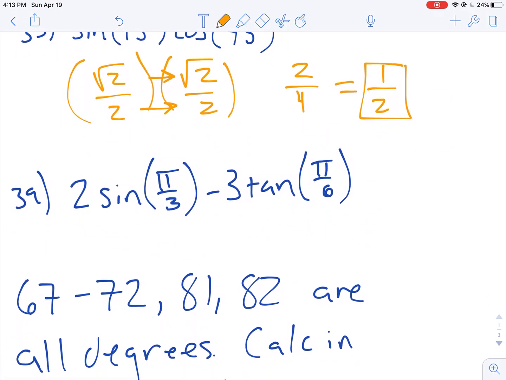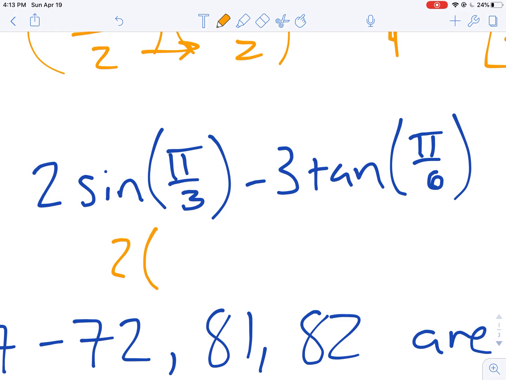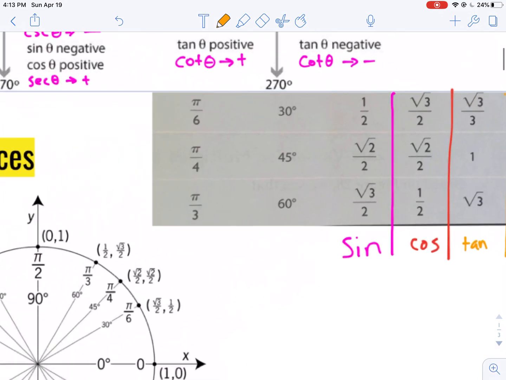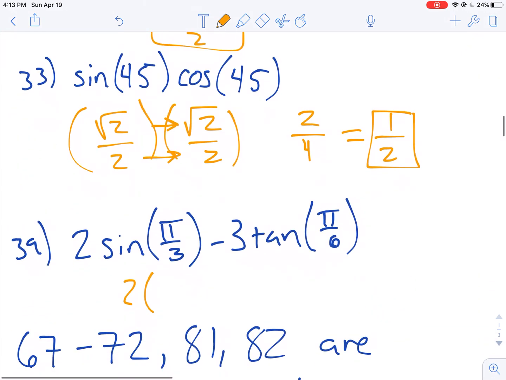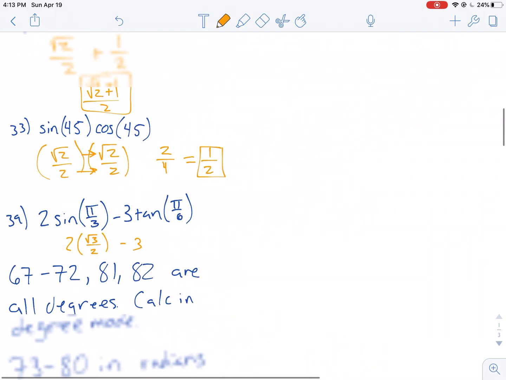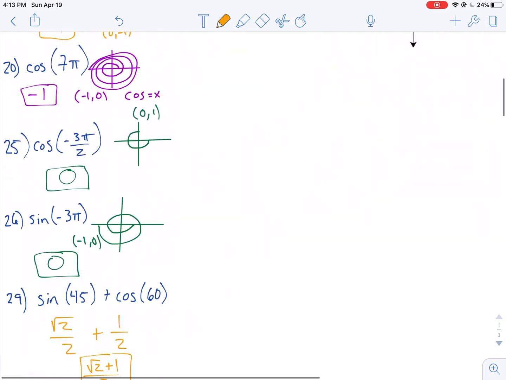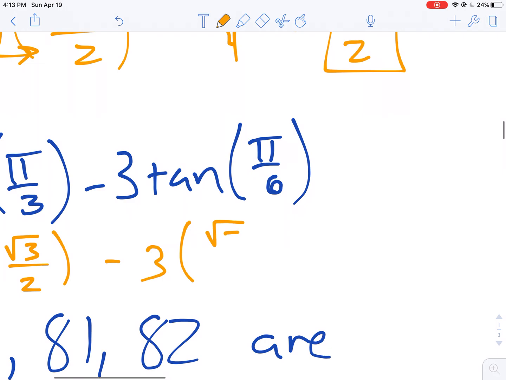All right, for 39, I've got 2 times the sine of pi over 3 minus 3 times the tangent of pi over 6. So here I'm going to start off with 2 times whatever my sine of pi over 3 is. I'll go up to my chart. I'll look at pi over 3. My sine of pi over 3 is √3 over 2, so I'll write that in. I'm going to subtract 3 times the tangent of pi over 6. So I'm going to go up here. Pi over 6, I'm going to look at my tangent value, that's √3 over 3.